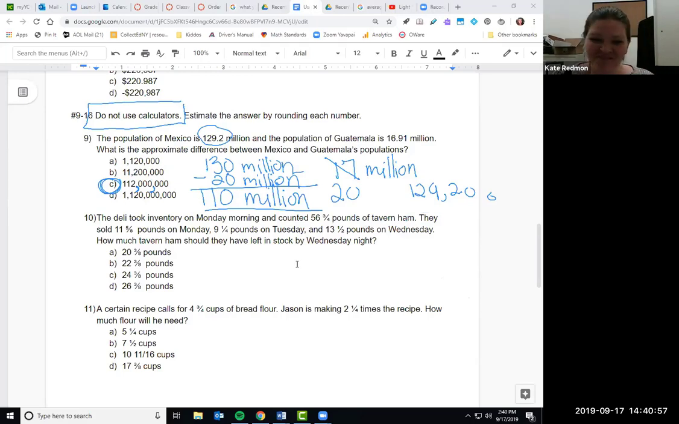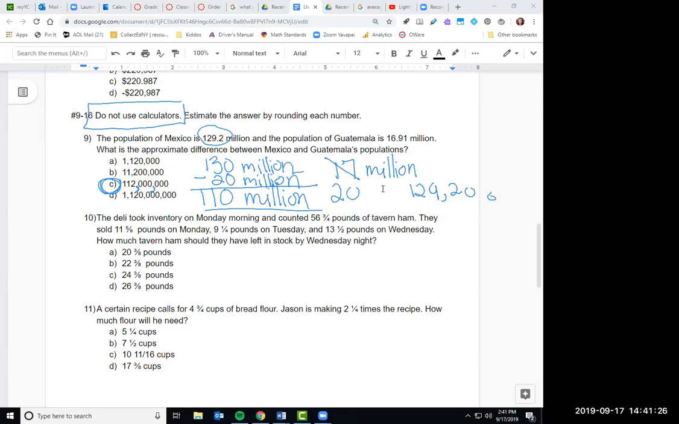Let's look at number 10. The deli took inventory on Monday morning and counted 56 3/4 pounds of tavern ham. And I don't know why I'm so obsessed with tavern ham lately, you guys, but I don't even know what it is. They sold 11 5/8 pounds on Monday, 9 1/4 pounds on Tuesday, and 13.5 pounds on Wednesday. How much tavern ham should they have left in stock by Wednesday night?